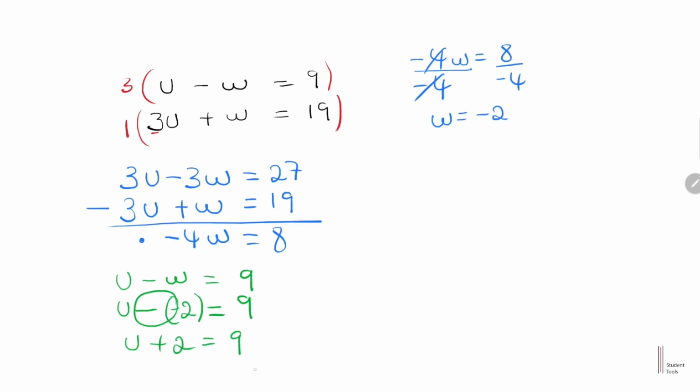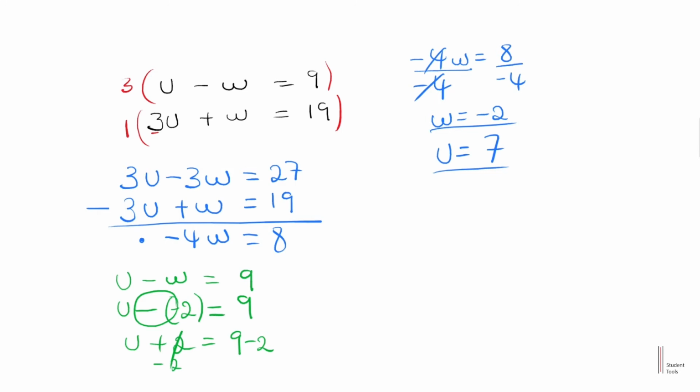And then we want to make u the subject. So to make u the subject, we would have to subtract 2 here and also subtract 2. This will be a 0, such that u will be equal to 9 minus 2, that is 7. So that is just how we solve these equations simultaneously. w is equal to negative 2, and then u is equal to positive 7.